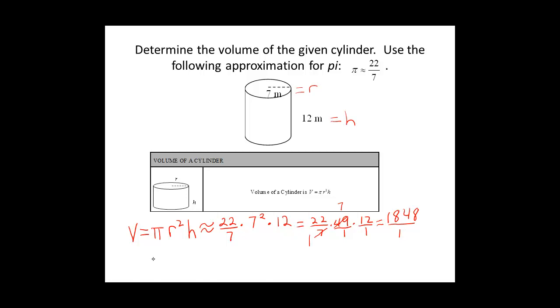Our approximation for the volume is 1,848. Our units for volume are going to be cubed units, so we will use meters cubed. So our answer for volume of this cylinder is 1,848 meters cubed.